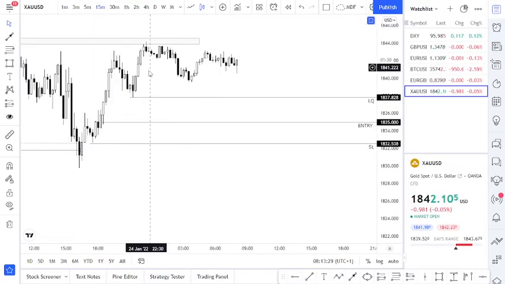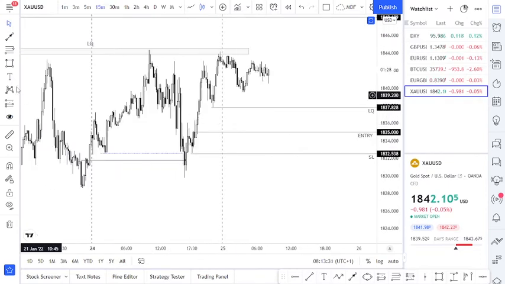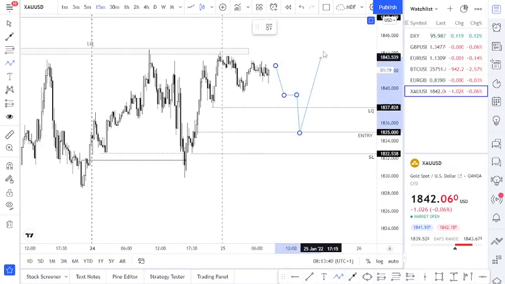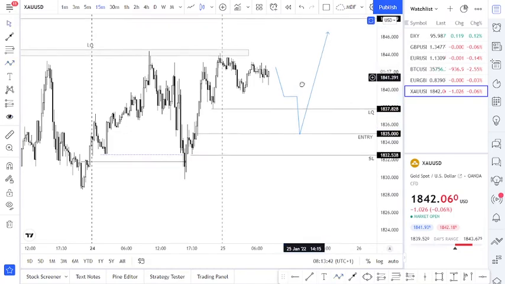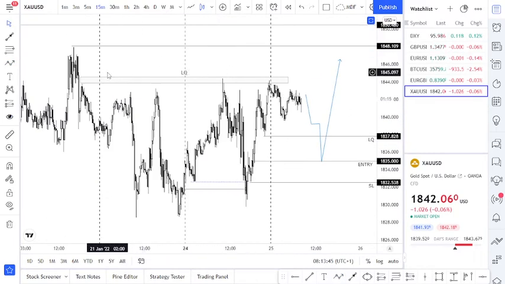I think I got this from the 15 minutes here. So I wanted to see gold pushing lower, something around this region. Then this was where I was looking to take some kind of buy entry to clear up this liquidity resting here.